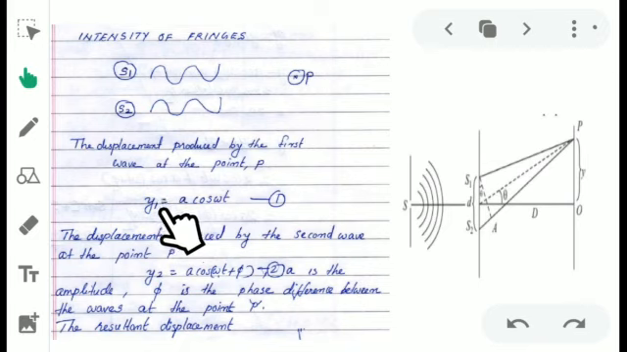But here, what is Y1? Y1 is the displacement of the wave at any instant of time t. And Y2 is the displacement of the other wave at any instant of time t. A is the amplitude of the first wave and here A is the amplitude of the second wave. Omega is the angular frequency. Phi is the phase difference between the waves from S1 and S2. Now we will see what happens when these two waves superimpose each other.